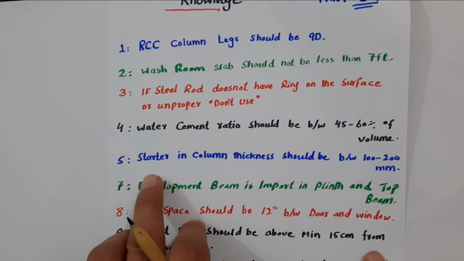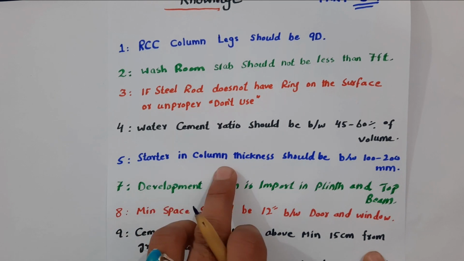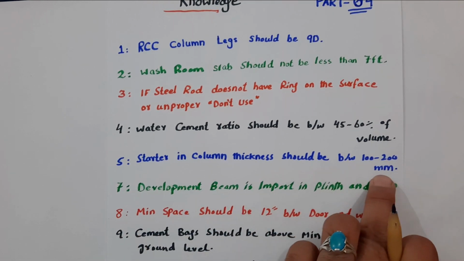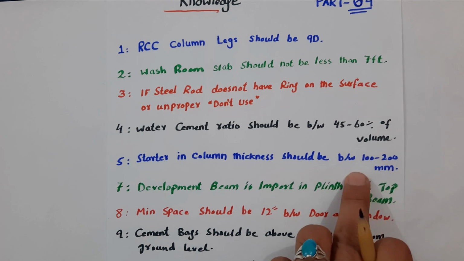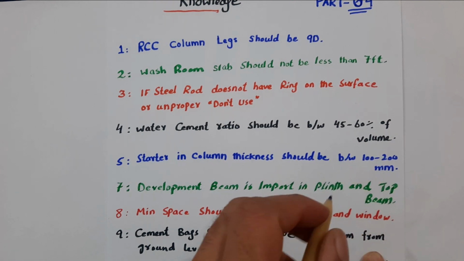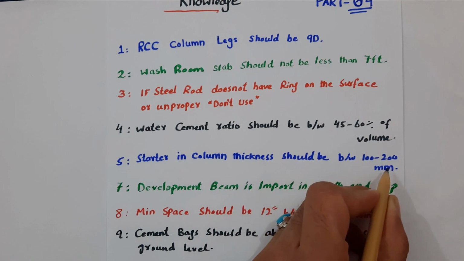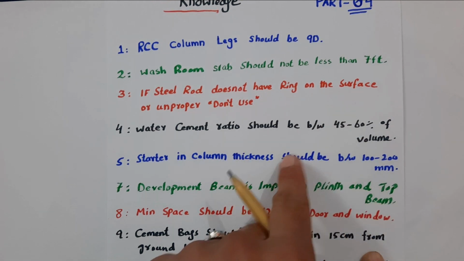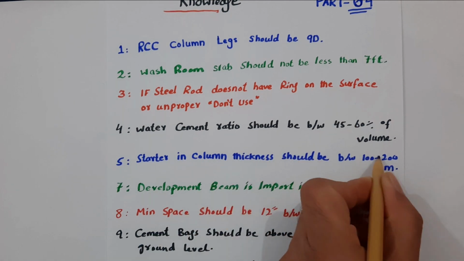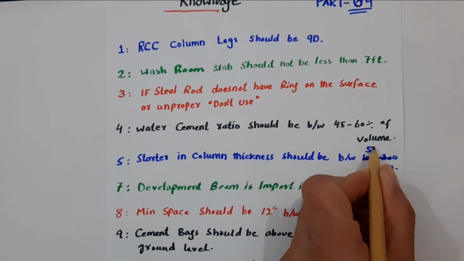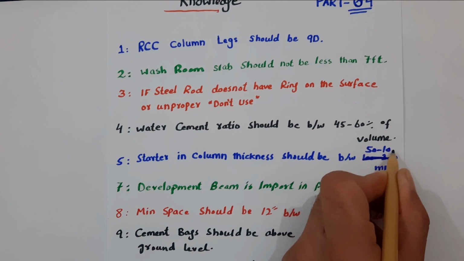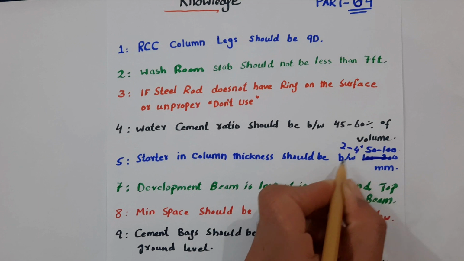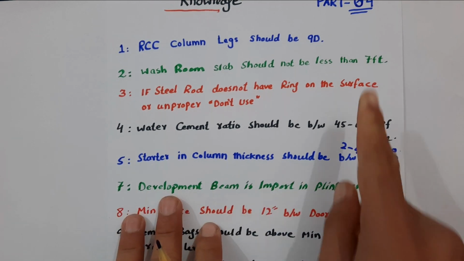The fifth one is guys, starter and column thickness should be between 50 to 100 millimeters. Sorry, not 100 to 200, 50 to 100 mm. Okay, from 2 to 4 inches you can keep the starter. You can see in the picture.